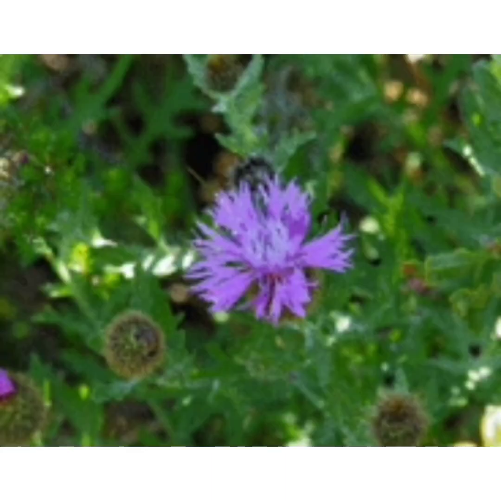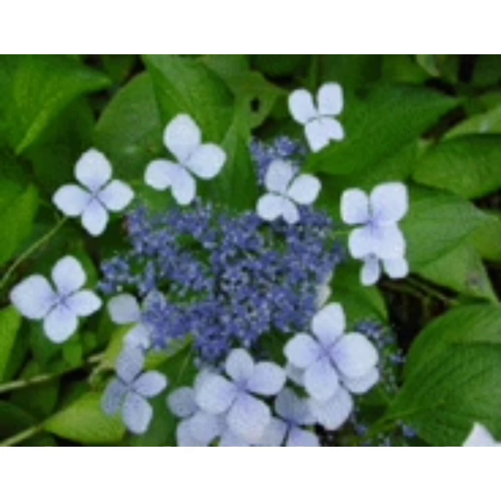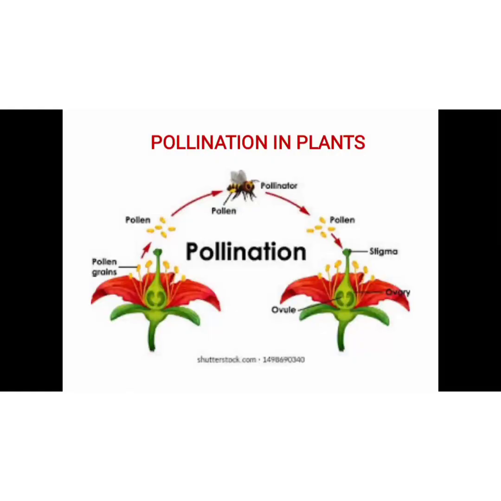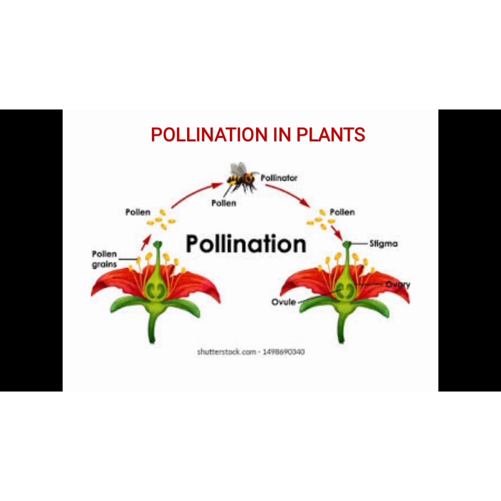As you can see in the picture, the pollen grains produced by a flower are being picked by an insect pollinator, which transfers them to another flower. Now let's go over the starter points to note about pollination.